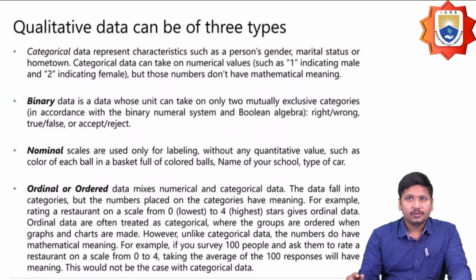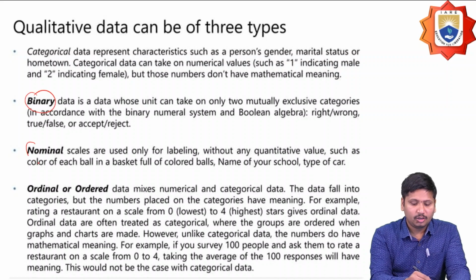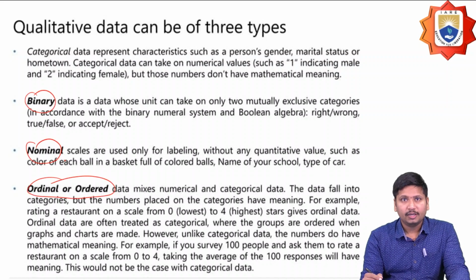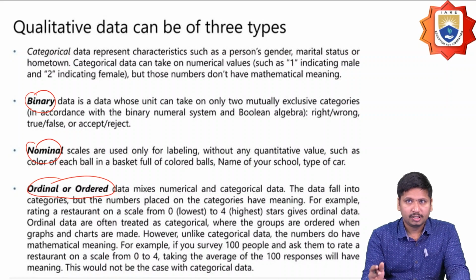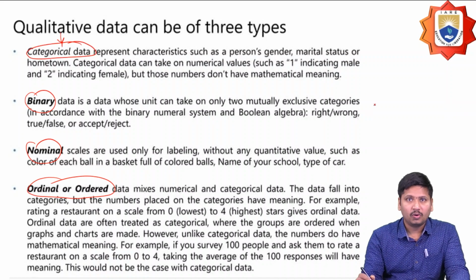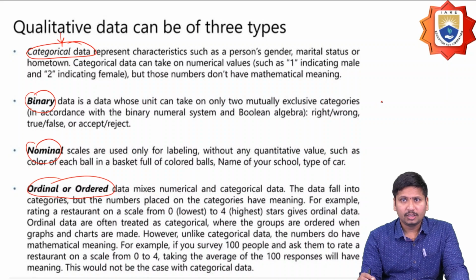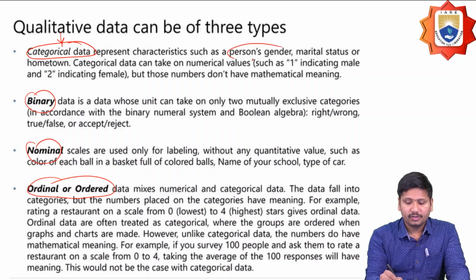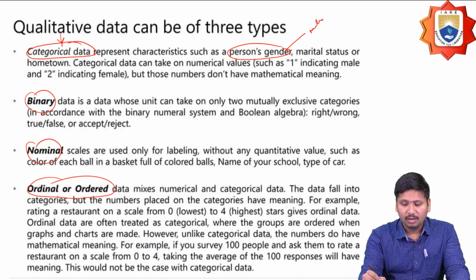And again, this qualitative data has three different types: binary, nominal, and ordinal or ordered. Categorical data represents characteristics such as a person's gender, marital status, or hometown. All of this should be considered qualitative data. Another synonym for qualitative data is categorical data. One example is a person's gender, which may be male or female.